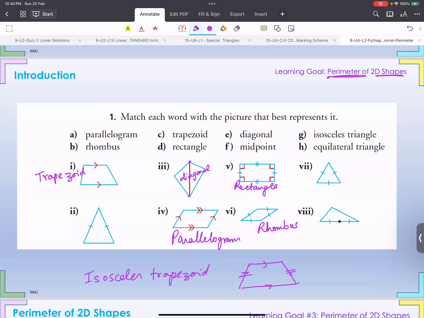Right, and you have a midpoint. So this is a midpoint. It breaks a segment into two equal bits or equal halves. And isosceles triangle. So this is an isosceles. And this is an equilateral triangle. All three sides are equal. Okay, so just basically some vocabulary there for you.